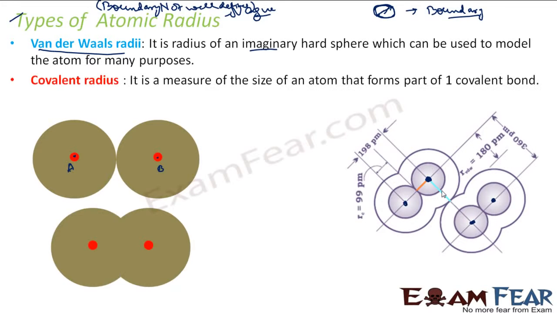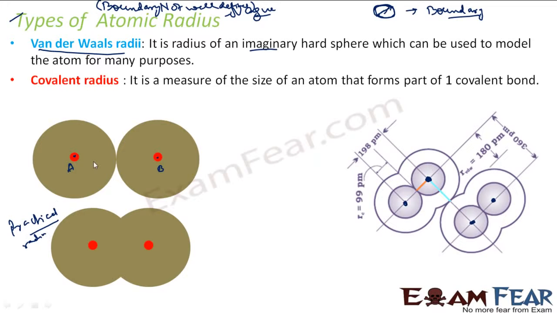Sometimes we also find the covalent radius. In covalent bonding, in most cases the orbitals overlap, right? So instead of this much distance, the atom is actually at this distance. This is actually the most practical radius.